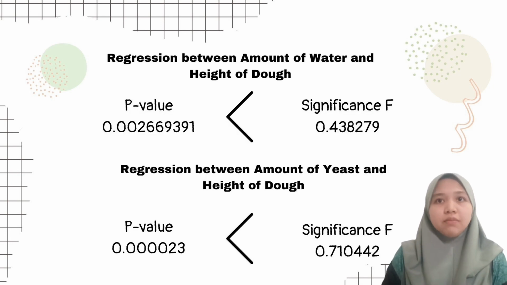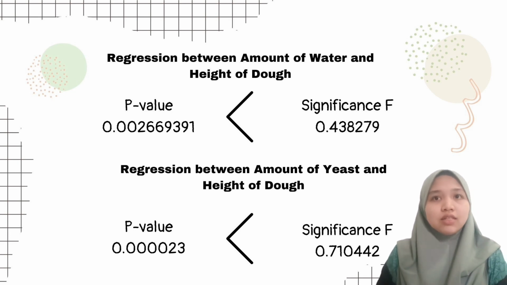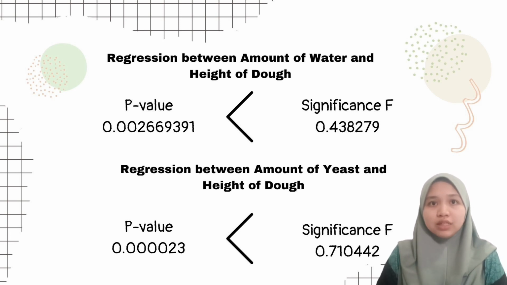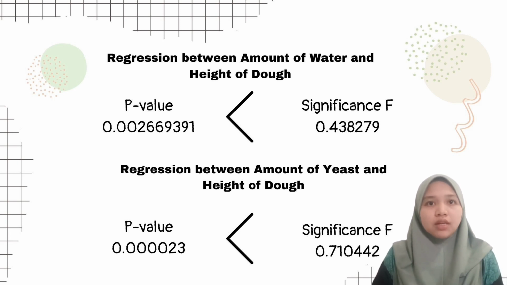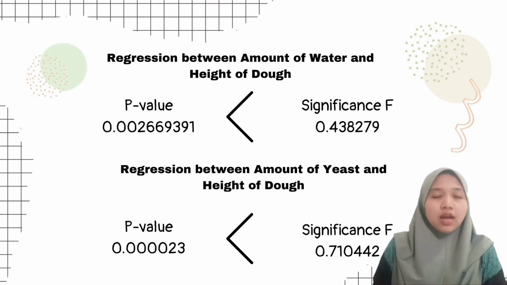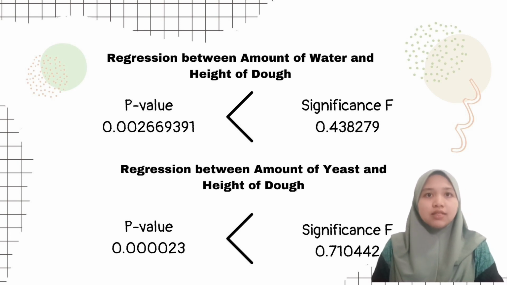For the regression between amount of water and height of dough, the p-value is less than the significance F value. It shows a non-zero correlation, so we reject the null hypothesis. And for the regression between amount of yeast and height of dough, the p-value is also less than the significance F value. It shows a non-zero correlation, and we also reject the null hypothesis.